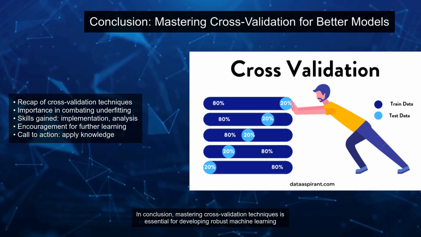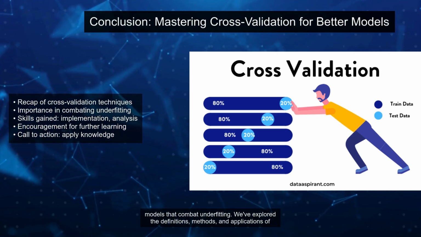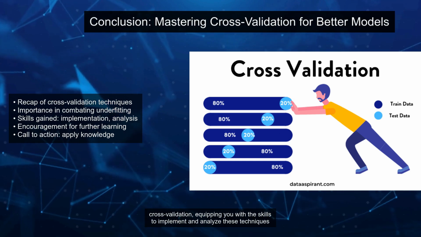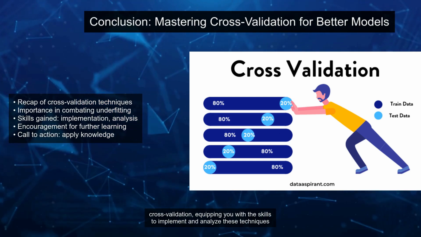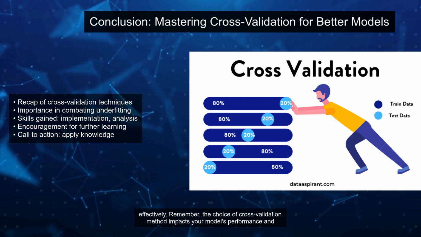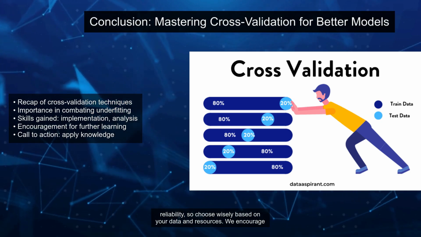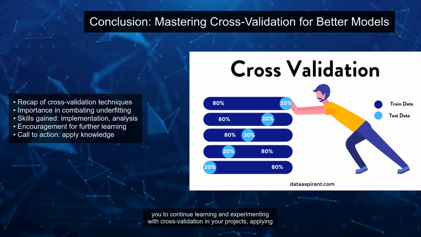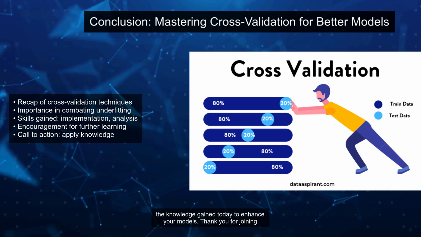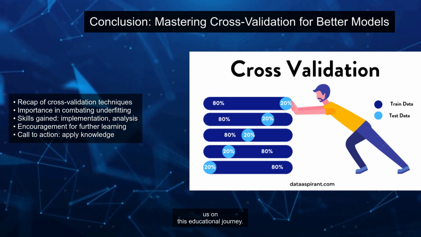In conclusion, mastering cross-validation techniques is essential for developing robust machine learning models that combat underfitting. We've explored the definitions, methods, and applications of cross-validation, equipping you with the skills to implement and analyze these techniques effectively. Remember, the choice of cross-validation method impacts your model's performance and reliability, so choose wisely based on your data and resources. We encourage you to continue learning and experimenting with cross-validation in your projects, applying the knowledge gained today to enhance your models.